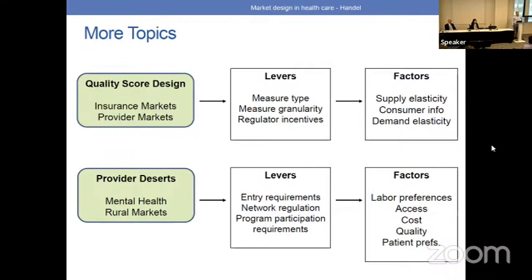And so thinking about how you deal with this issue, whether it's relative to entry requirements for labor into these markets, whether it's regulation of insurer networks, whether it relates to, do you require doctors to participate in certain programs like Medicaid if they're going to participate in private markets? There are a lot of important levers here, and these things will ultimately end up impacting factors like labor preferences, who gets access to care, what's the cost of care, what's the quality of care, et cetera. So I think that's another interesting area.